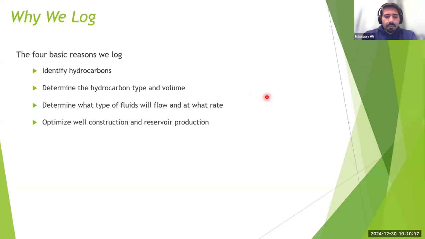That means if we do complete the well, what would be the different types of fluids that will be flowing through the well, and at what rate, so we can optimize the well construction and reservoir production. So we want to know different types of parameters. For example, one of the parameters that we want to know when we are doing the logging is to understand at what depth we need to land our tubing. That means at what depth our pay zones are, at what depths the reservoir is producing. All of that information is usually gathered through a wireline log.